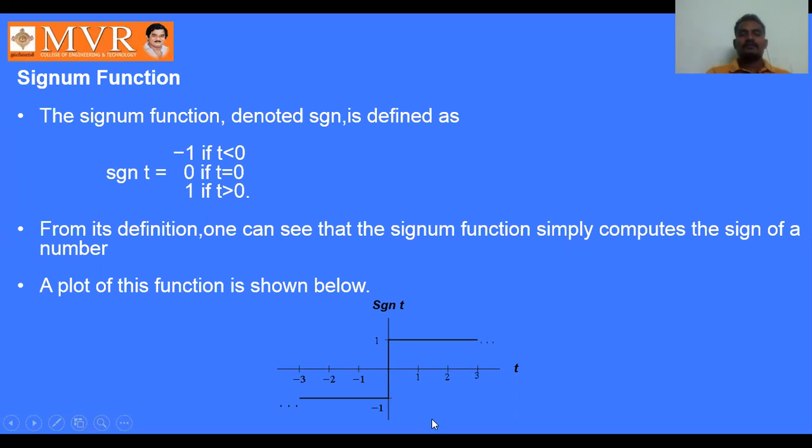So the graphical representation of the signum function can be represented like this. From minus infinity to 0 its value is minus 1, from 0 to infinity its value is plus 1, and at 0 its value is 0. This is the graphical representation of our signum function.